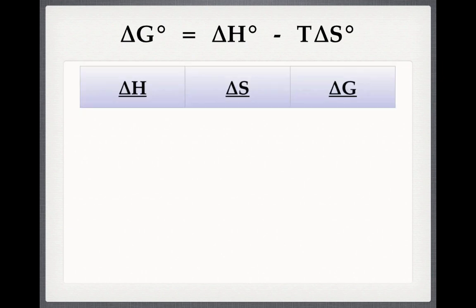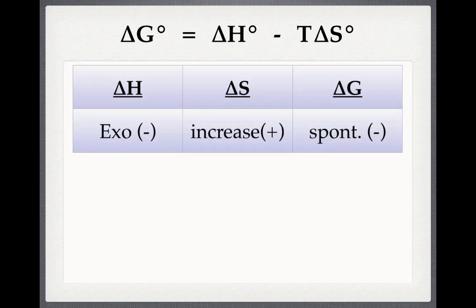Well, let's tabulate some of these conditions here. So if we have an exothermic reaction, our delta H is negative, delta S is positive, that will always give us a negative delta G. So that's the condition that we just talked about in the previous slide. So if delta H is negative, delta S is positive, delta G will always be negative.